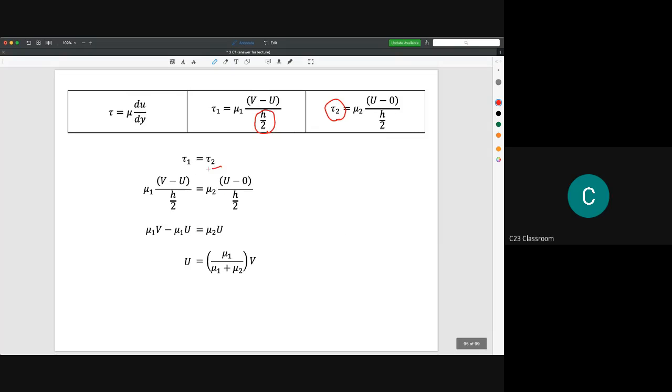For this question only, not as a general assumption, let's say that the shear stress for fluid 1 is equal to that of fluid 2. That means we could write tau 1 is equal to tau 2. Then we could equalize these two equations, and finally we could get this one.